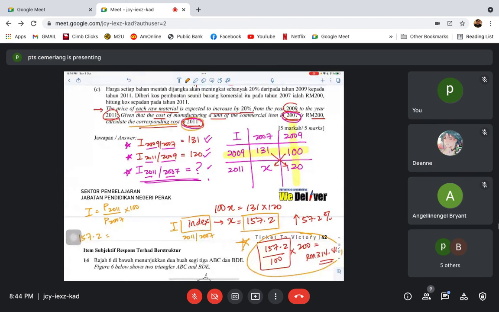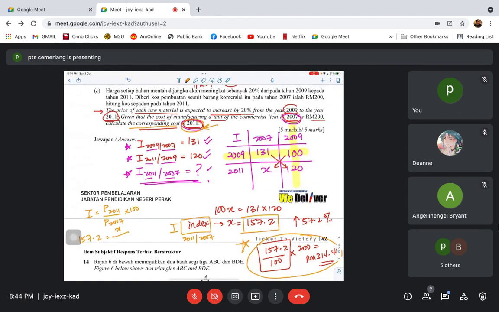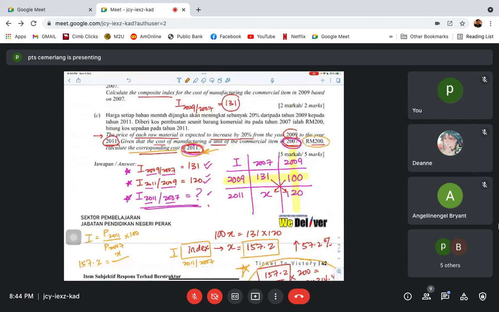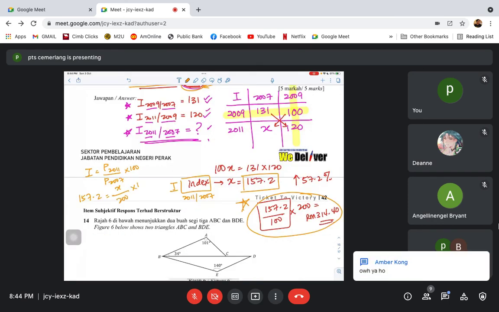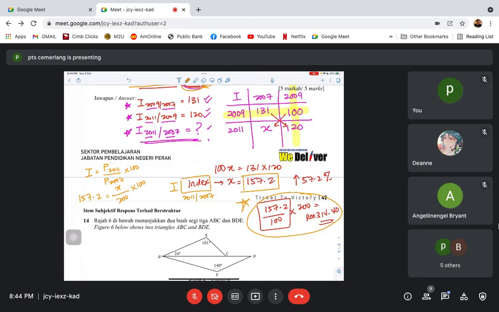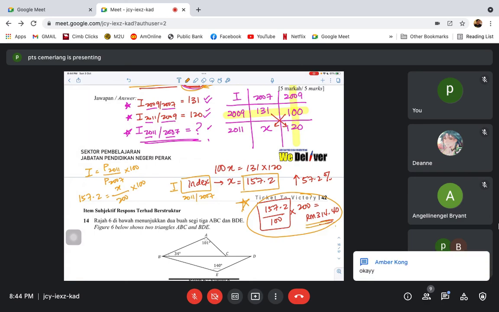Okay, look at the question dia nak cari 2011 punya cost. So that's why I put X on top. And then 2007 berapa harga dia? 200. Betul tak? That's why it's 200 lah. Okay, remember? Because the question says that the cost in the 2007 is 200. So that's why I put 200 down here. And then multiply by 100. Okay? And then I just move it around lah. Saya akan dapat yang ni. Sama je. 314.4. I'll get the same thing. Okay?